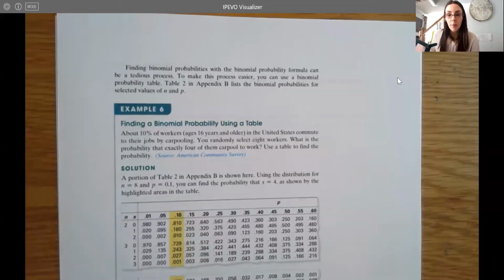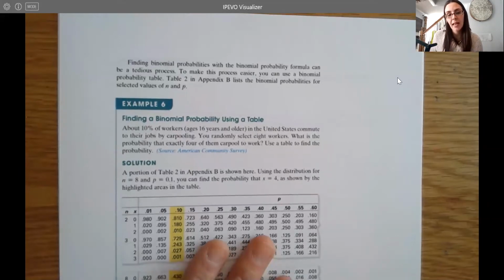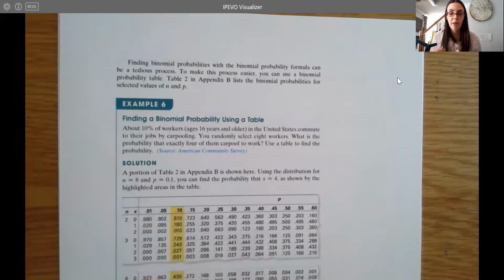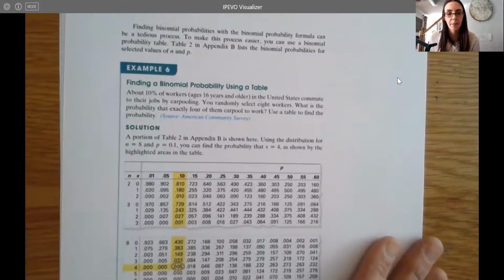Now, the formula we know can get very tedious, which is why I've been focusing on technology, and I encourage you to do the same. But there is a table in your book you can use as well. So the table works too. The only thing to keep in mind is that every value in the table is already pre-rounded to 3 decimal places. So if you wanted to be more accurate than 3 decimal places, you'd have to go into technology or do the formulas out by hand. But the tables can be nice for quick results when trying to find out these probabilities.